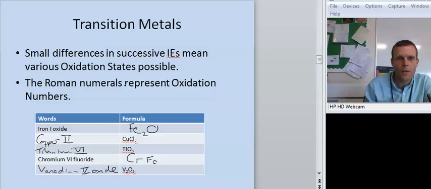So something like sodium is always Na+, something like magnesium always Mg2+, but because we have relatively small differences in successive ionization energies, copper can lose 1, copper can lose 2. Right, you could have copper plus, copper 2 plus. Vanadium, you can see there, can go right through to 5 plus.